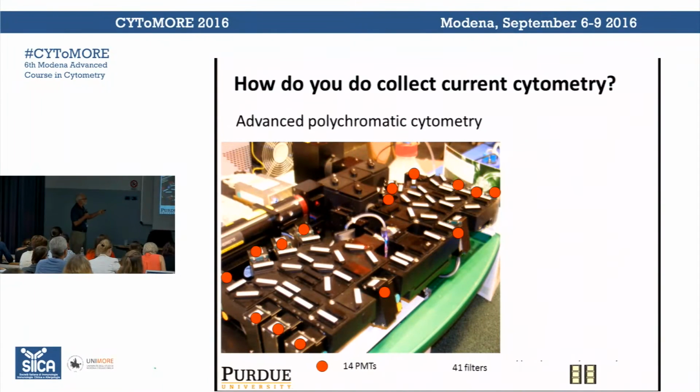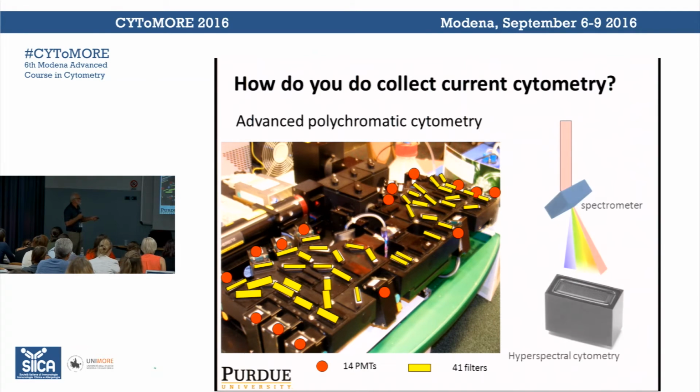So if you take some complex flow cytometer, this is a Partec instrument, in fact, you can see that in this case there's 14 PMTs, they're the red dots, and there's 41 filters. There's the yellow dots. The difference in the design of a spectral flow cytometer and a traditional flow cytometer is that you have a spectrometer and a multi-array detector. That's it. So what can you do with that?